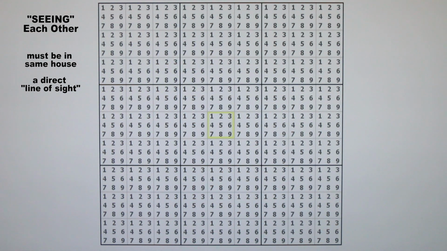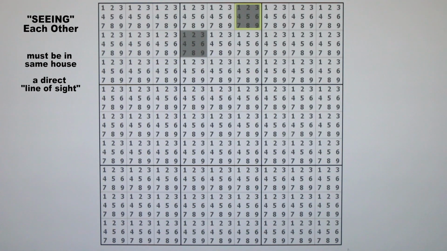For instance, these two cells see each other because they are in the same row. And these two cells see each other because they are in the same row. And these two cells see each other because they are in the same column. And these two cells also see each other because they are in the same column, column 9. And these two cells see each other because they are in the same block. And these two cells see each other because they are also in the same block.